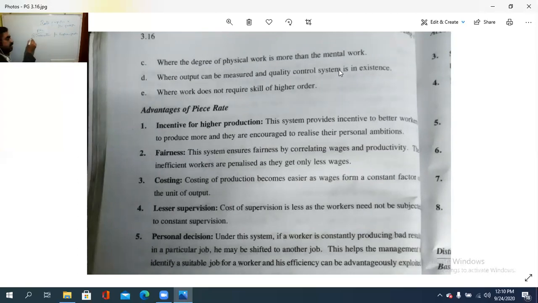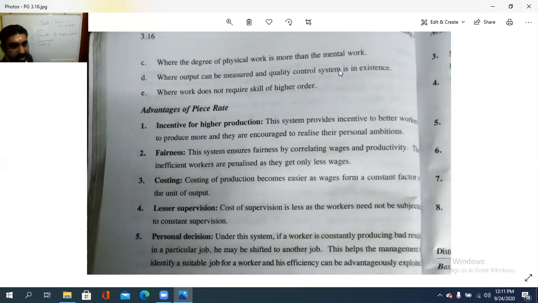Then second, it is fairness. This system ensures fairness by correlating the wages and productivity itself. Means wages are based on the productivity. Then the inefficient workers are penalized as they get only less wages. They are getting less amount of money, while efficient workers are more benefited. That is what is called fairness.